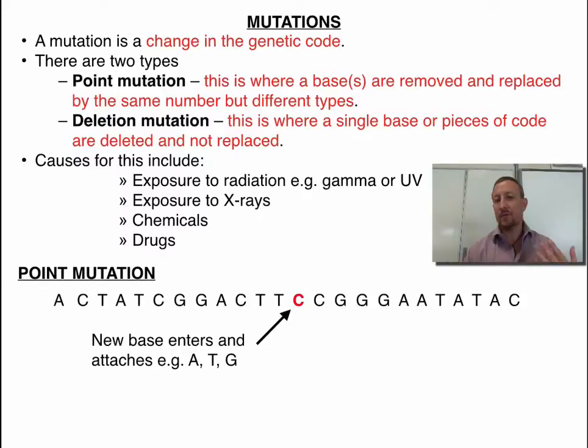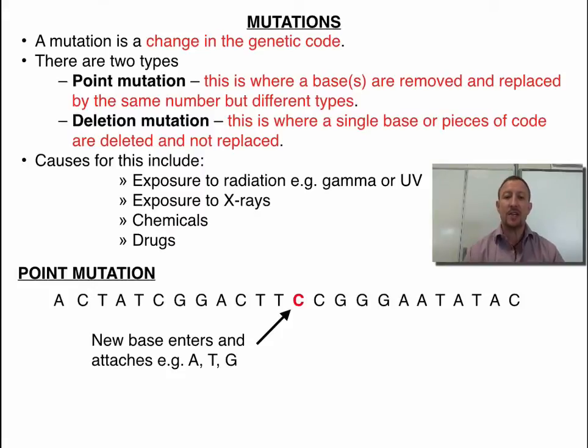So for some unknown reason, that C is going to change. Now we're going to put in maybe an A, a T, or a G. Now remember, it doesn't have to be just one base. It could be a whole variety of bases. It could be a whole length of genetic code. But for this example, we're just going to use one base.